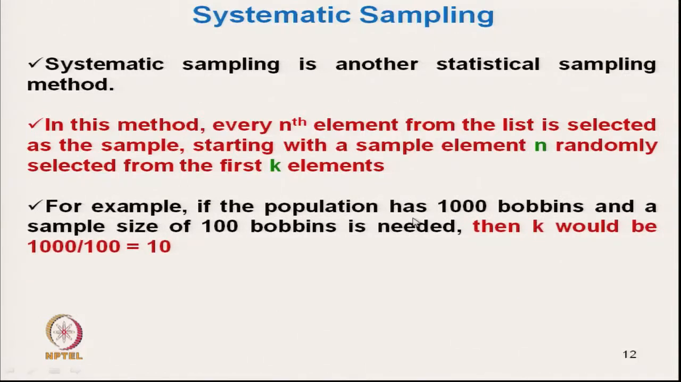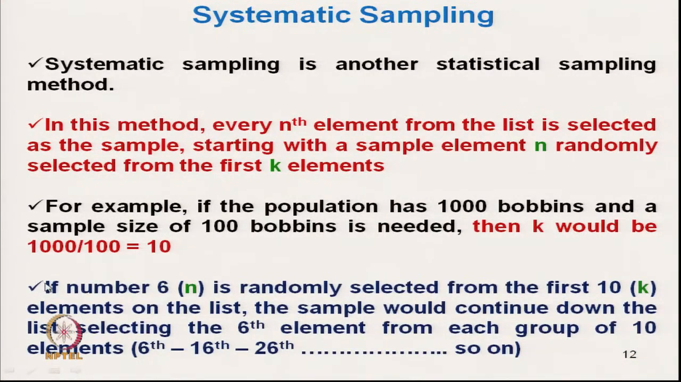If the population has 1000 bobbins, and our idea is to select, say, 100 bobbins, that means if you divide 1000 by 100, the k value is 10. So, in every 10th subgroup he has to pick one sample. Suppose he decides that among every 10 bobbins he will select the 6th bobbin.